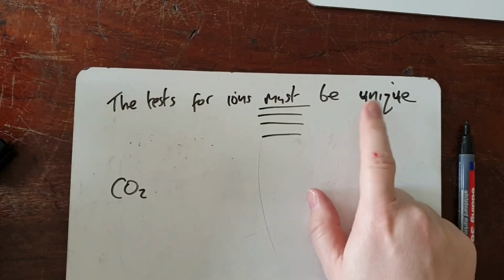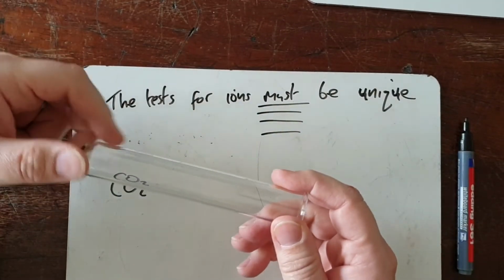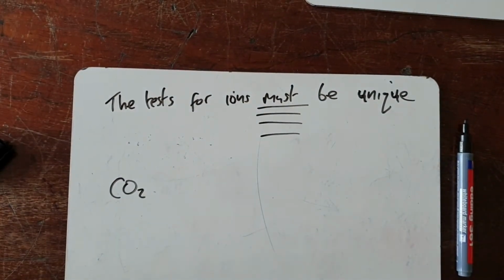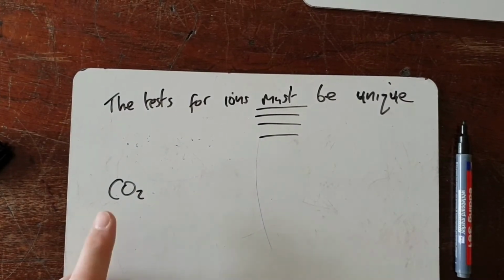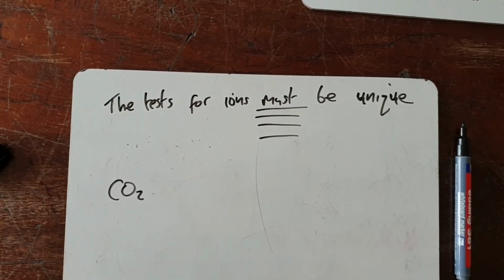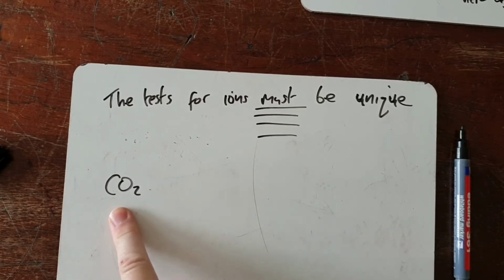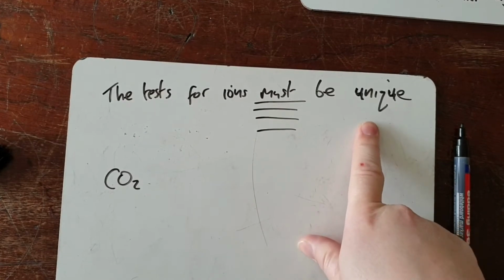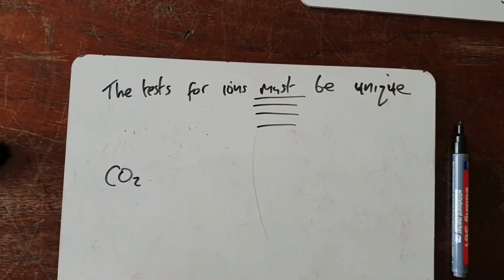But that's not unique, because there are lots of gases where if you put a lit splint inside a test tube of them, it would go out. Like any of the noble gases, helium, neon, argon, they would all extinguish a lit splint. So you can't say carbon dioxide will extinguish a lit splint. It's not a unique test. Whereas bubble it through lime water and it goes milky, that only happens with carbon dioxide. So that test is unique. So why must a test be unique? Because if we're identifying an ion with a test, we need to make sure it only gives that result for that specific ion.